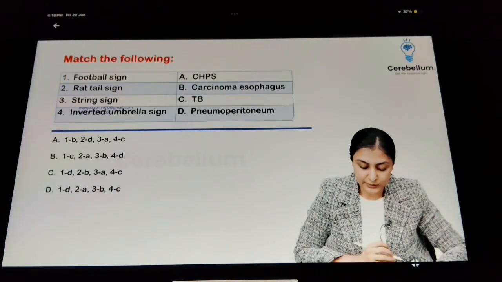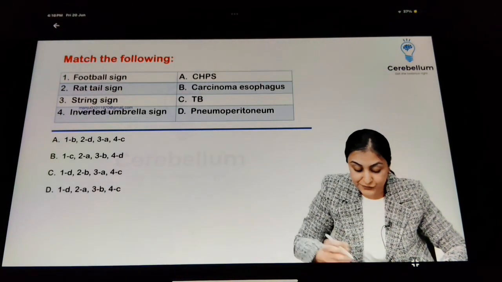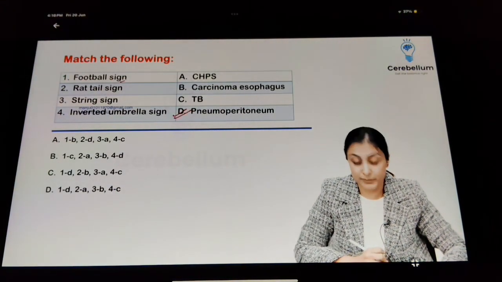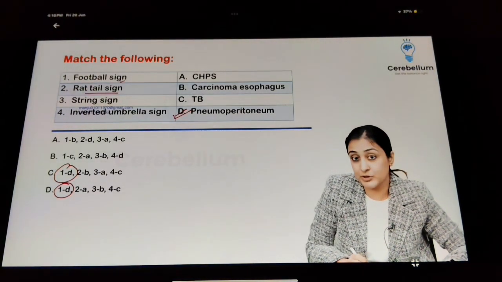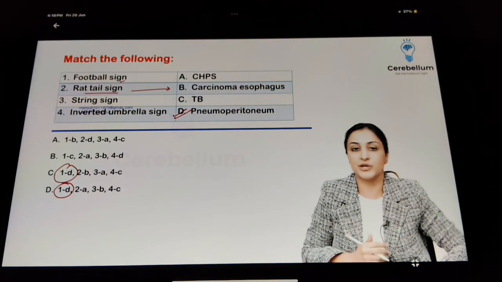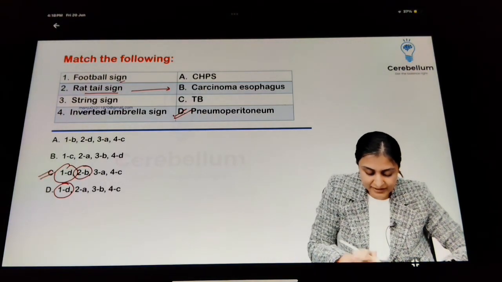This was asked in FMG. So now looking at these signs, so this is a recent FMG question here. So football sign is something that we saw in image with pneumoperitoneum. So one is B. So this leaves us with 2 options. The rat tail sign you remember was CA esophagus, whereas bird beak was smooth tapering with achalasia. So B is 2. So we already have an answer just to confirm.